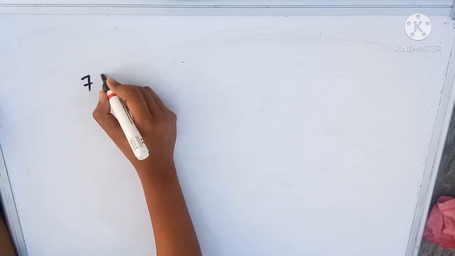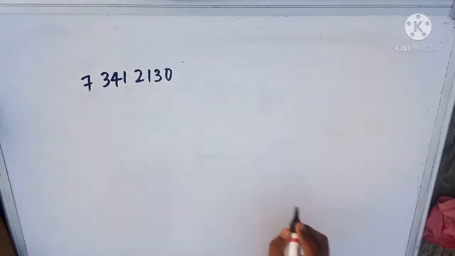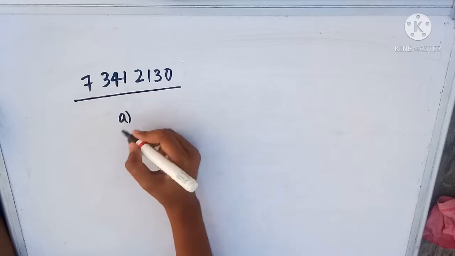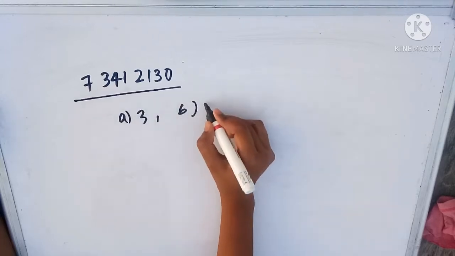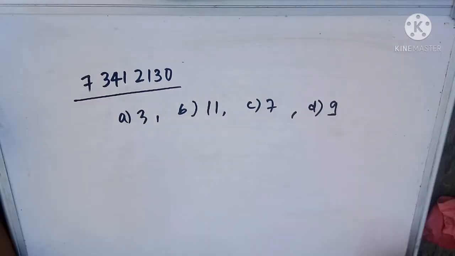Question number 2 says that here we need to check the divisibility of this number. And the options are 3, 11, 7 and 9. We have to check which number will exactly divide the following number. We will check this using the divisibility rule, which we have already studied in the previous video.